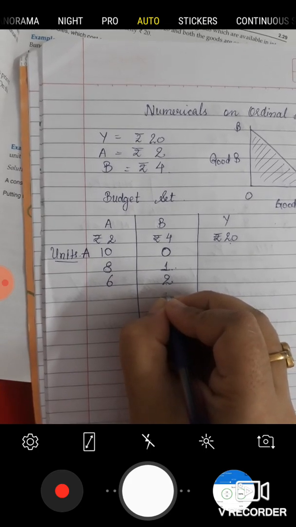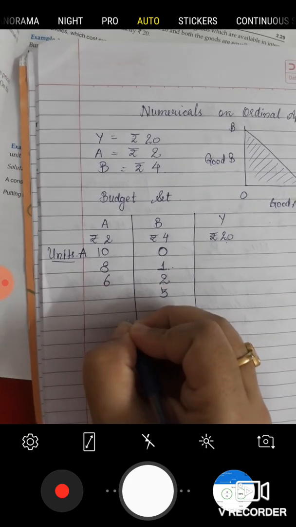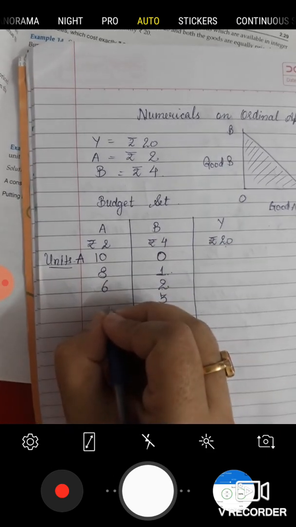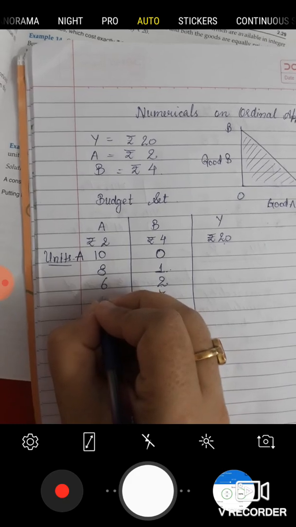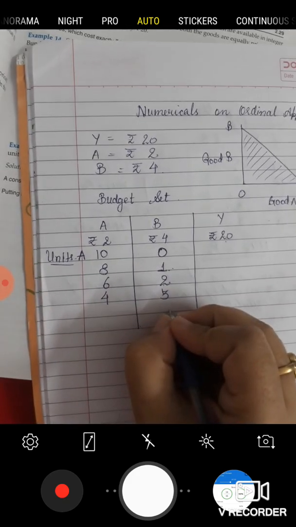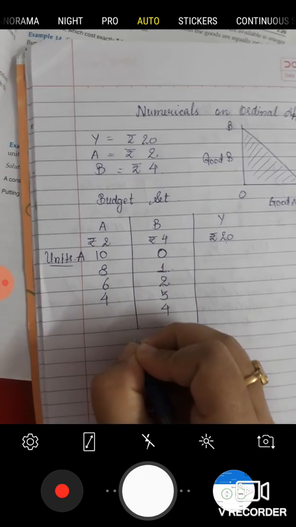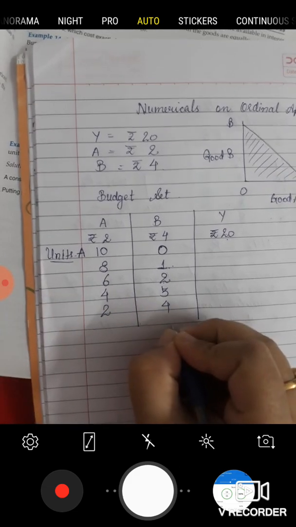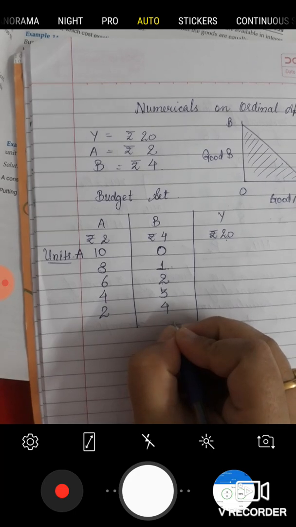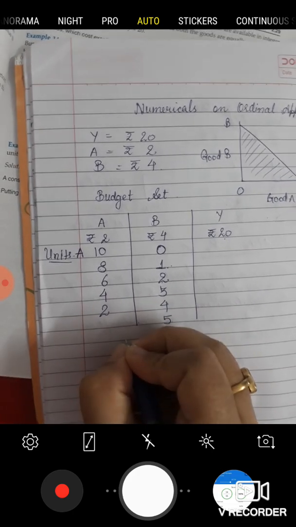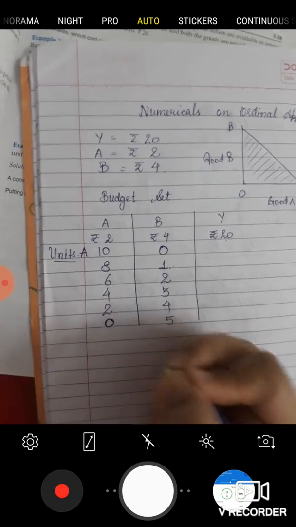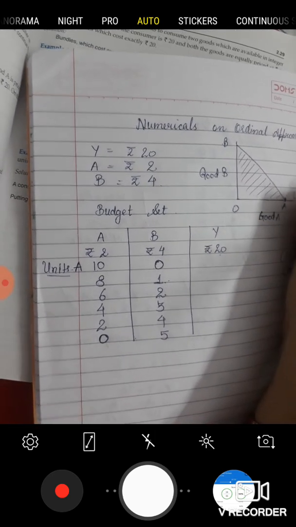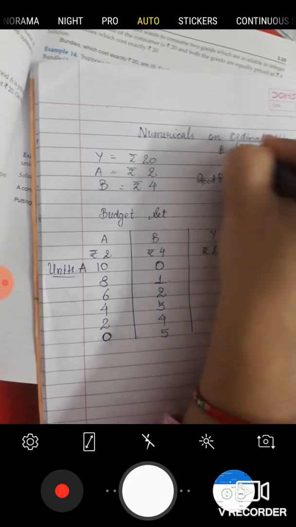If 3 units of B are purchased, how many rupees are left? 3 times 4 is 12, and we are left with 8 rupees, so 4 units of A can be purchased. If 4 units of B are purchased, we are left with 4 rupees, so 2 units of A are purchased. If 5 units, all the income is spent, and 0 A. So this is the point 10, 0, and this is the point 0, 5.